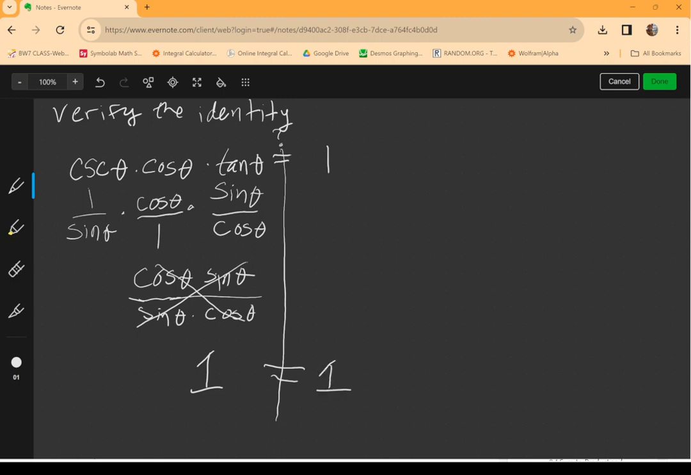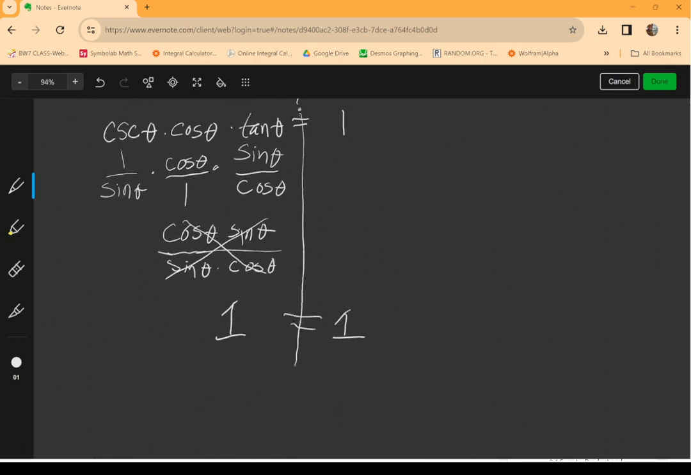And that is it. That verifies it. Once you've done your manipulation and you get the same thing on the left as you do on the right, then we are done. We have verified the identity. All right, let's try another one here.